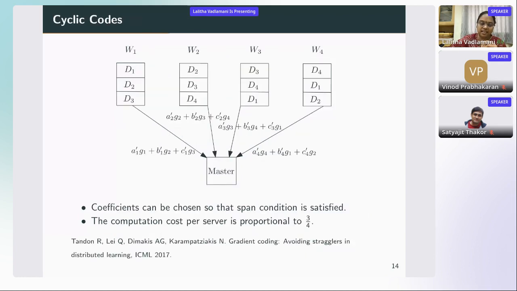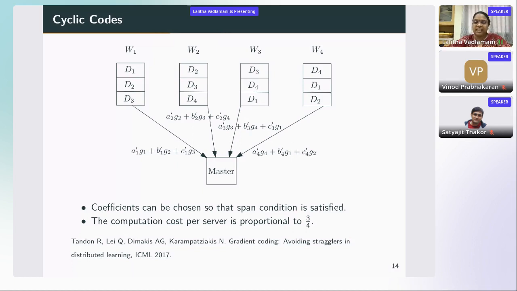The next scheme, which lifts this condition that s plus 1 has to divide n, and achieves the lower bound for all parameters, is based on cyclic codes. One way to think about it is, there are these worker nodes w1 to w4, and the data partitions are assigned to them in a cyclic fashion. So w1 is assigned d1, d2, d3, w2 is assigned d2, d3, d4, and if you look at the actual encoding matrix, the non-zeros are arranged in a cyclic way. That's what the code means, right?